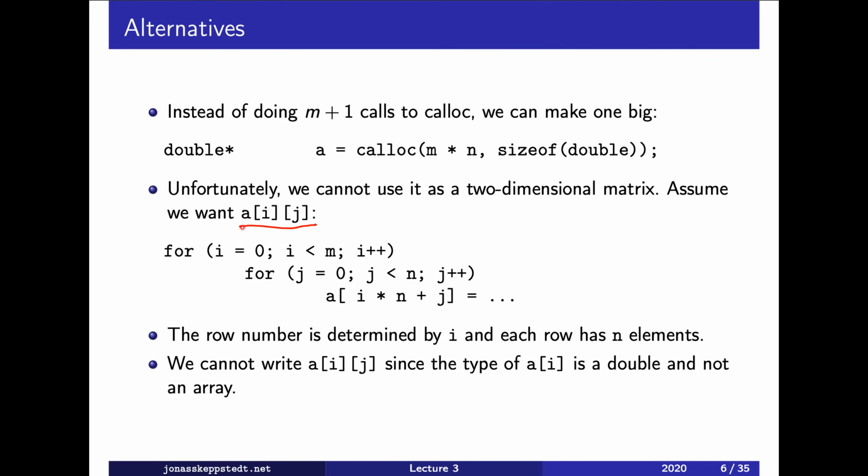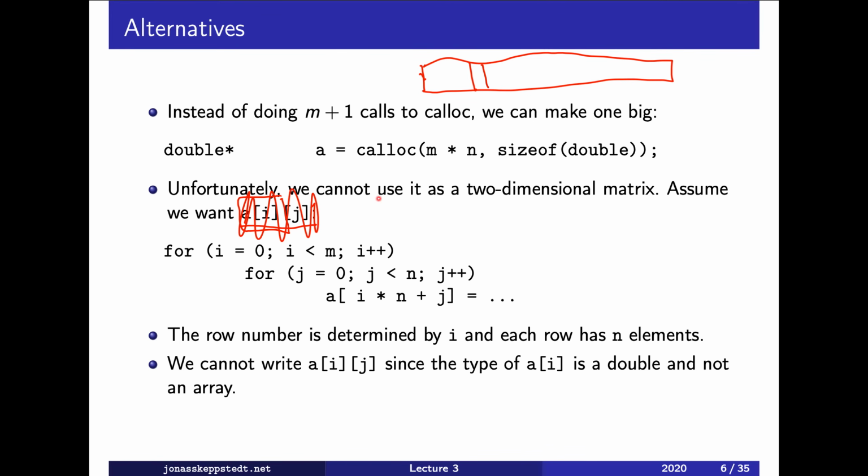And why? Well, that's quite clear. A of I selects a double in this array. So it's not the double that we wanted, but it will select a double. So the type of this is double. And then we can't use an index if the type is a floating point number, so this is wrong.